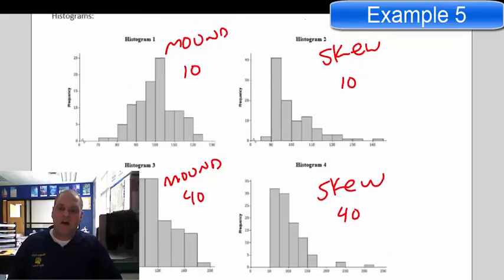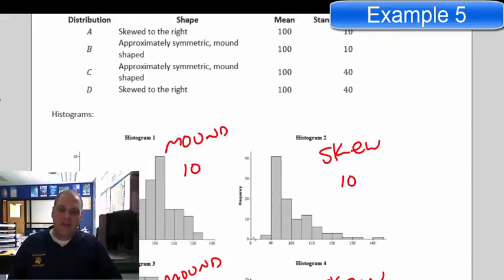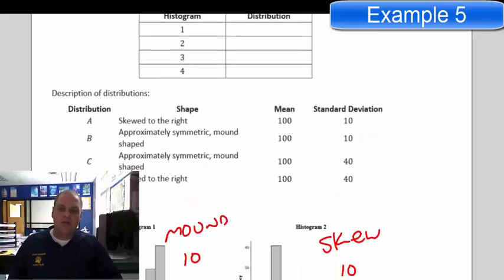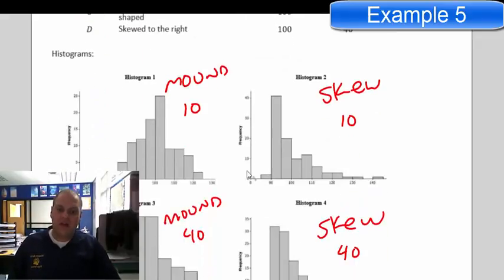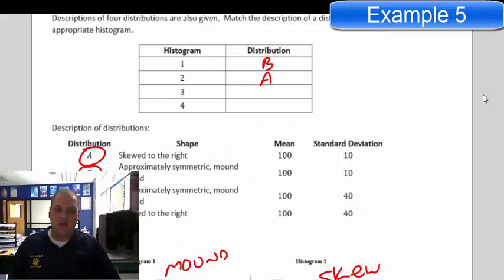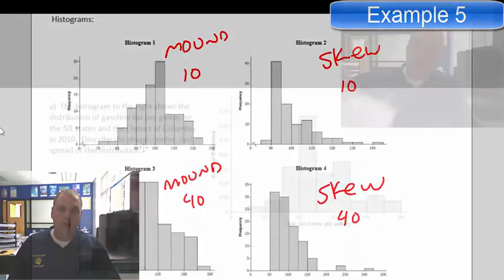So from this, mound and 10 was histogram 1, so that's B. All right. Skew and 10 was histogram 2. Skewed and 10 was A, and that was histogram 2. And then we said mound-shaped and 40 is C, and that was histogram 3. And then histogram 4 was skewed and 40.